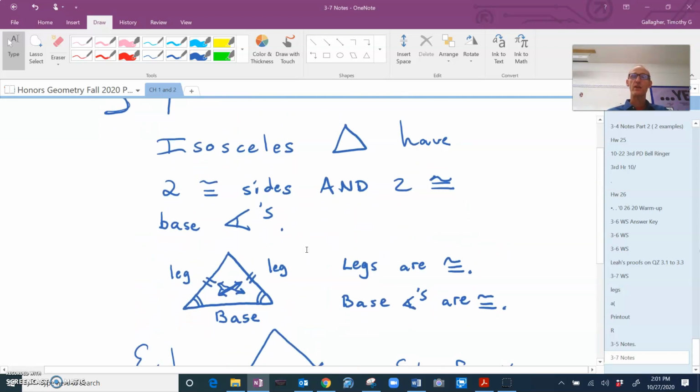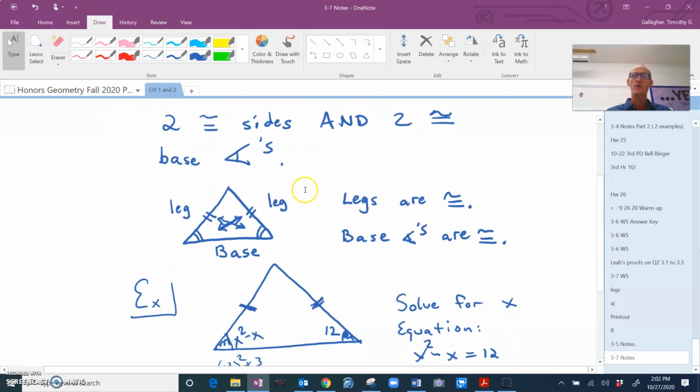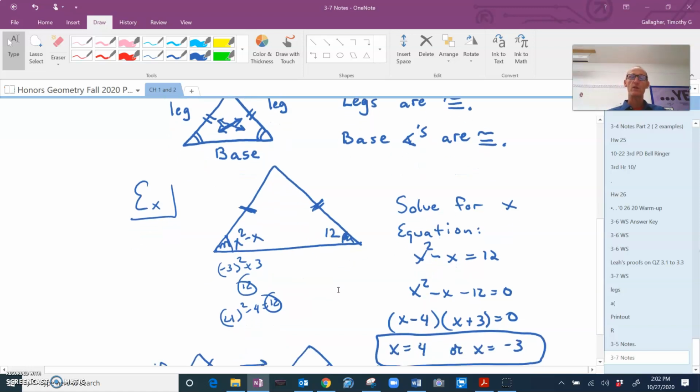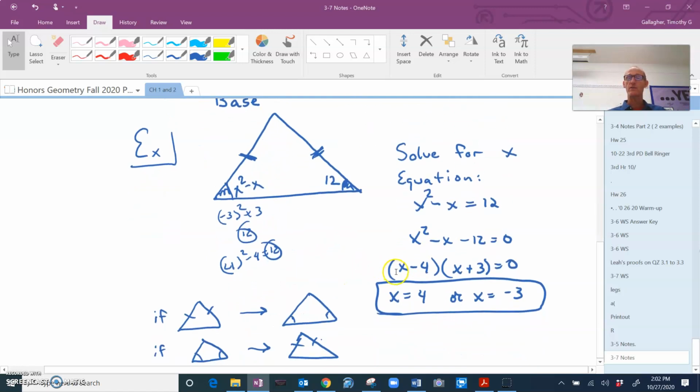Isosceles triangles have two congruent sides and two congruent base angles. The sides of an isosceles triangle that are congruent are called the legs, and the angles opposite them are called the base angles. A sample problem might have an expression like x squared minus x as one angle of an isosceles triangle, and 12 as another angle. Since they're equal, I can use algebra to find x equals 4 or x equals negative 3. That's how you do it.